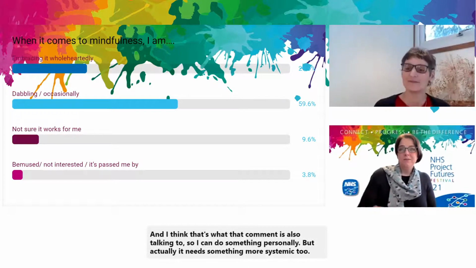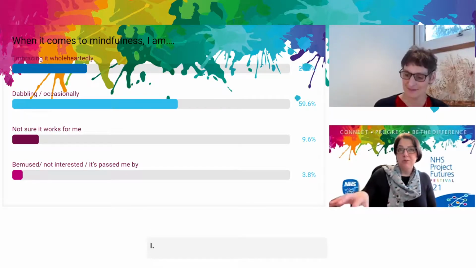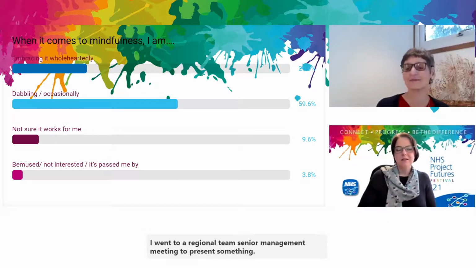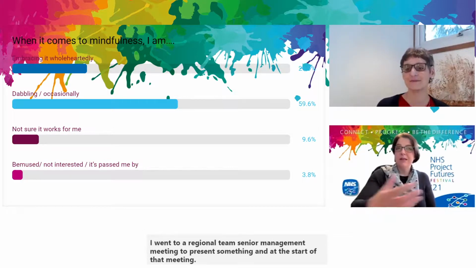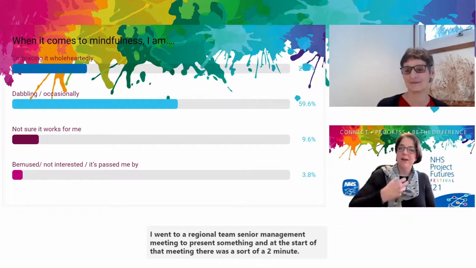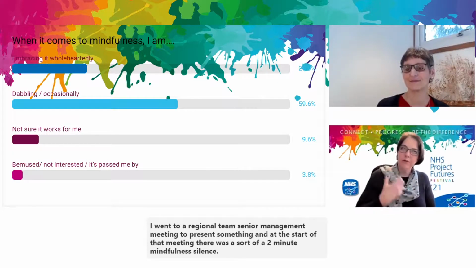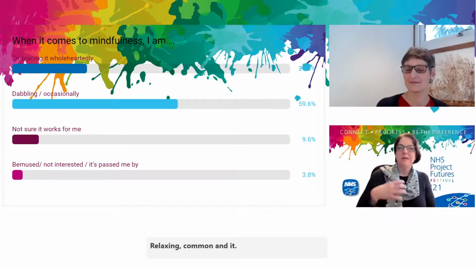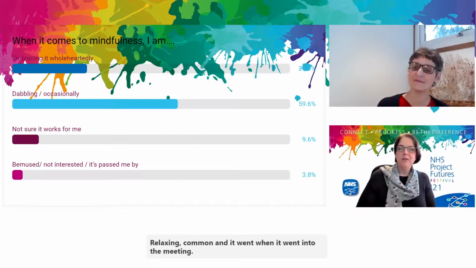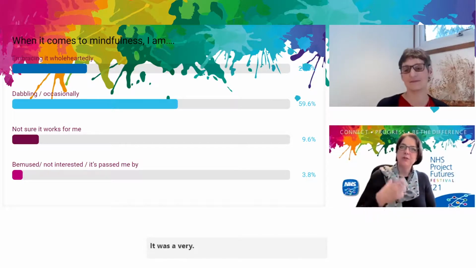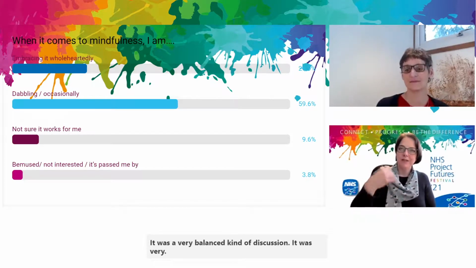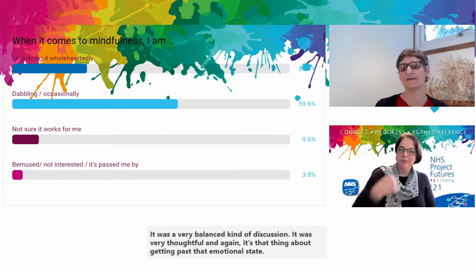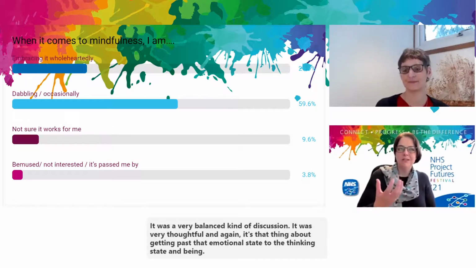I went to a regional team senior management meeting to present something, and at the start of that meeting there was a 2-minute mindfulness silence where everybody got to sit, be quiet, focus, relax and calm. And when it went into the meeting, it was a very balanced, thoughtful discussion, and again, it was about getting past that emotional state to the thinking state and being able to do effective decision making.